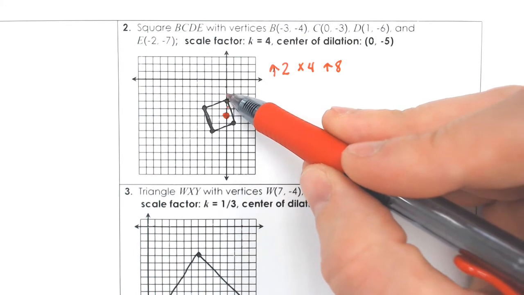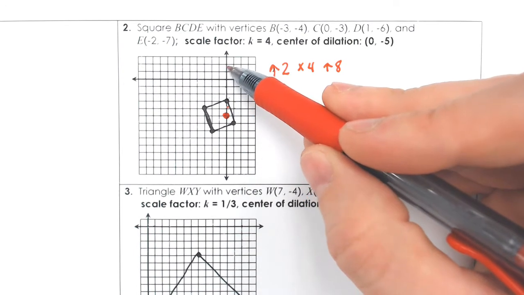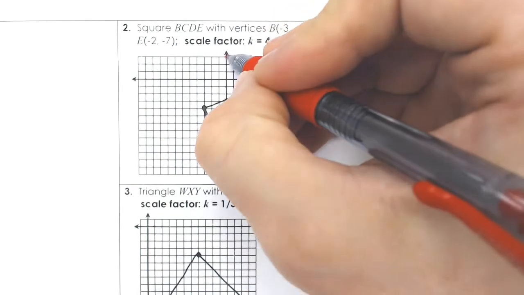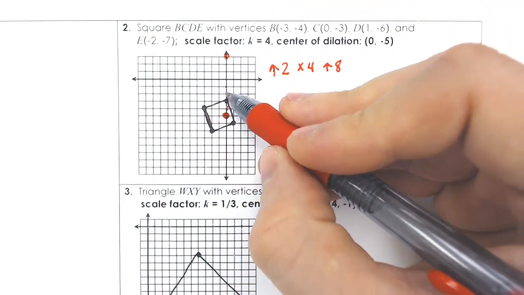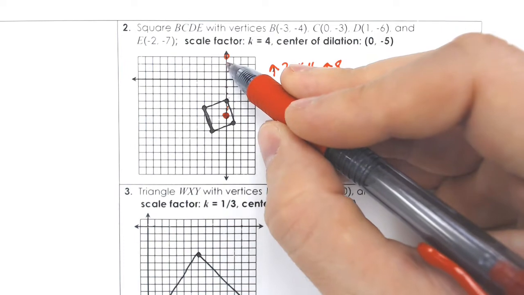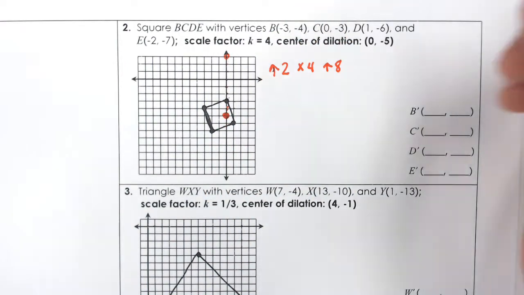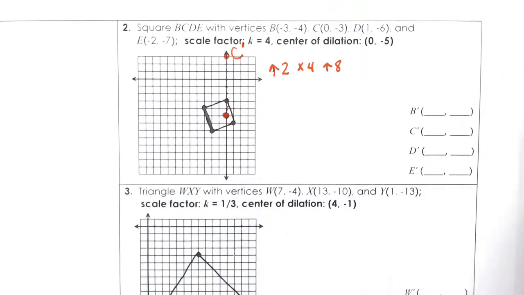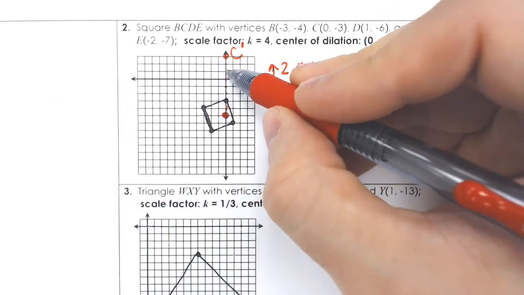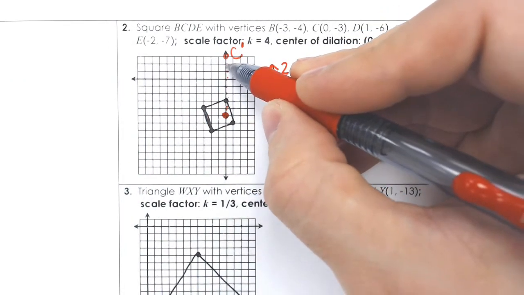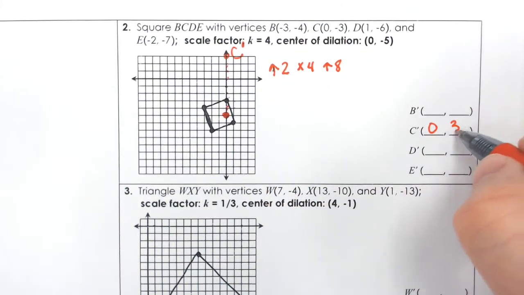1, 2, 3, 4, 5, 6, 7, 8. And it'd be right there. Let me double check. 1, 2, 3, 4, 5, 6, 7, 8. All right. And that was point C. So this is going to be C prime at 0, 3.